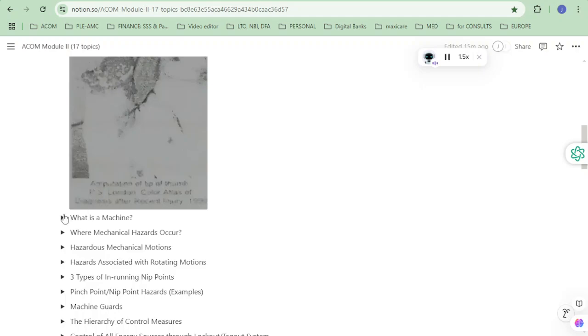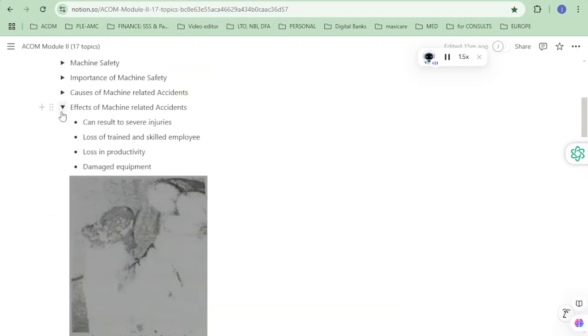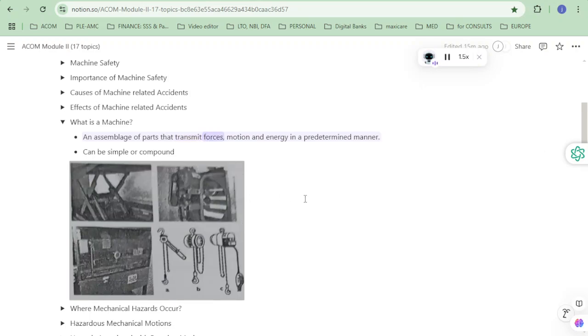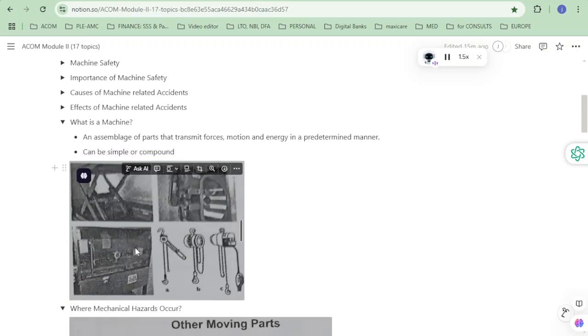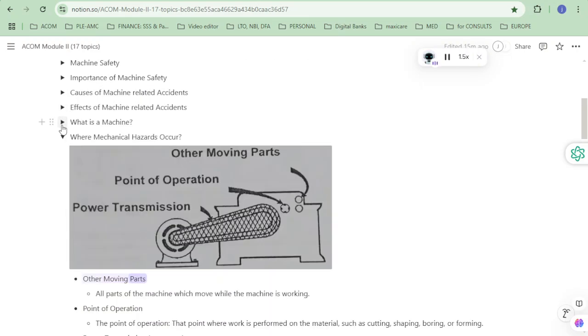What is a machine? An assemblage of parts that transmit forces, motion, and energy in a predetermined manner. Can be simple or compound. Where mechanical hazards occur. Other moving parts.